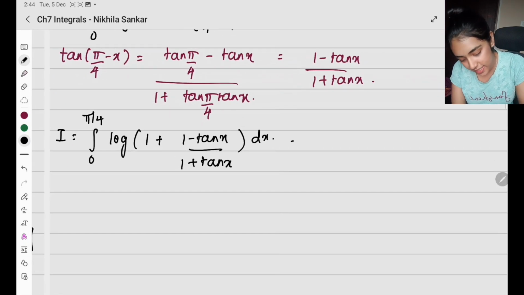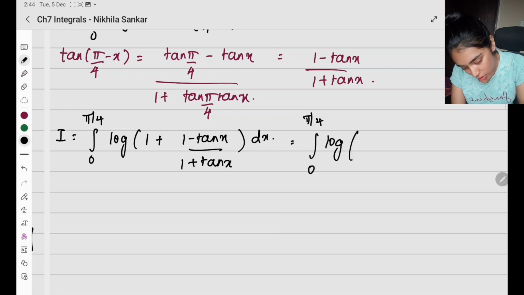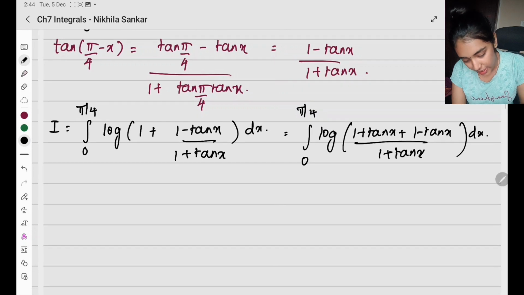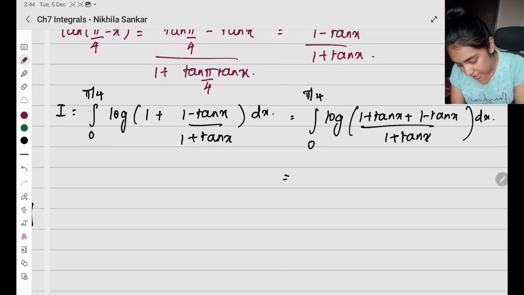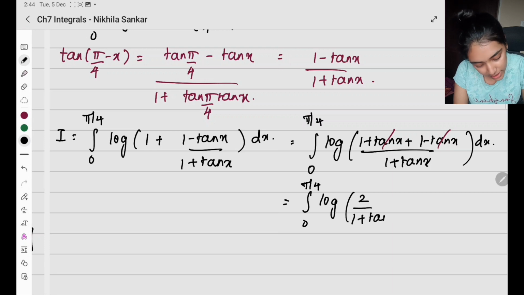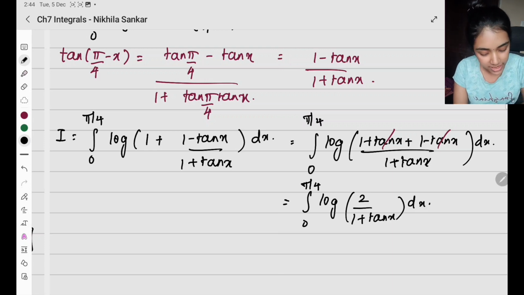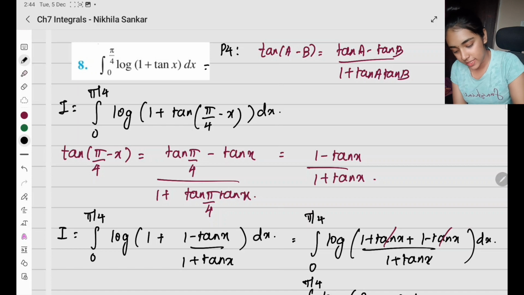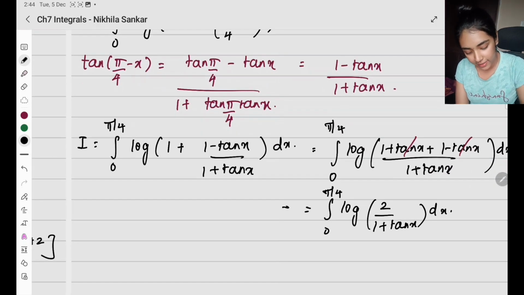So when I take the LCM inside the log function, 0 to pi by 4 log of 1 plus tan x plus 1 minus tan x divided by 1 plus tan x times dx. So tan x minus tan x cancels, I know. So I'll be left with 0 to pi by 4 of log of 2 by 1 plus tan x times dx. Now this is going to be my I and this is also my I.